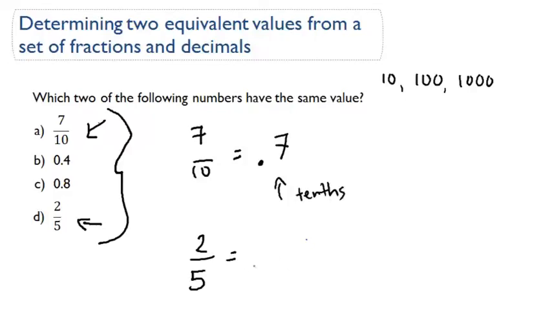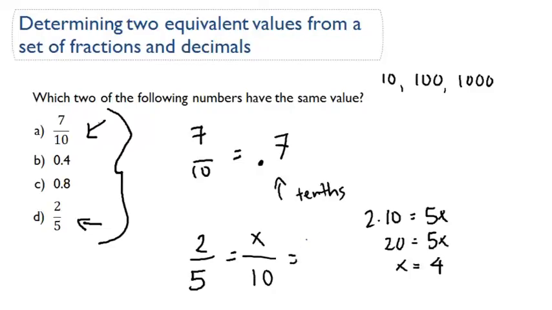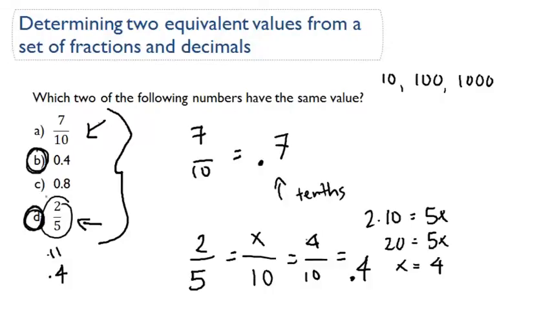This next one, 2/5, I want to get into a denominator of 10, 100, or 1000. I'm going to use 10 in this case. I'm going to cross multiply to figure out what x is. So I have 2 times 10 equals 5x. 20 equals 5x, so x equals 4. So this is going to equal 4 over 10, and that's 0.4. So 2/5 is the same thing as 0.4. Therefore, B and D are the same two numbers.